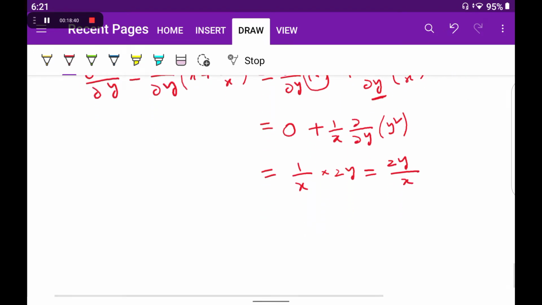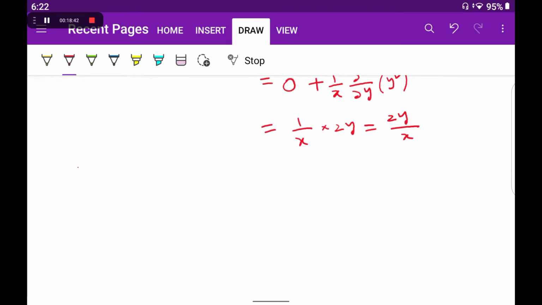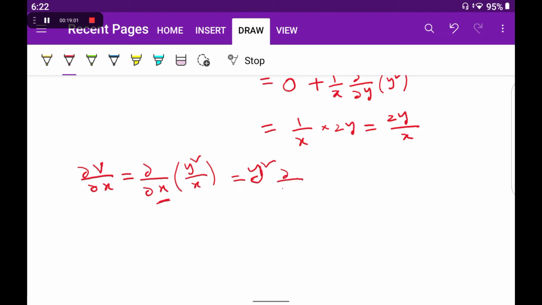So this is ∂u/∂y. Now ∂v/∂x is ∂/∂x of y²/x, which is, you can take y² out because we are differentiating with respect to x. ∂/∂x of 1/x is -1/x², so -y²/x².